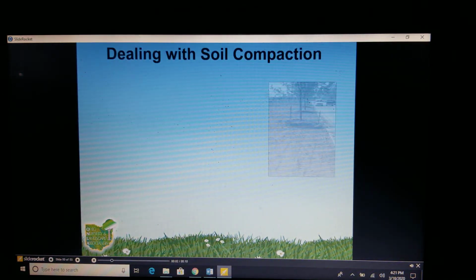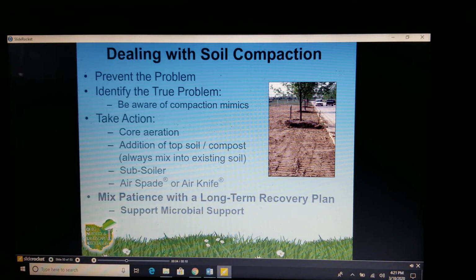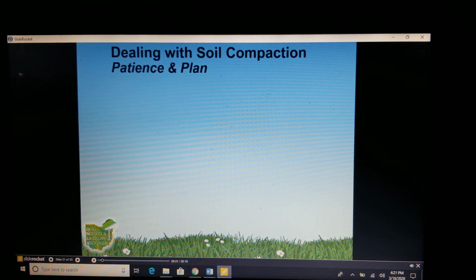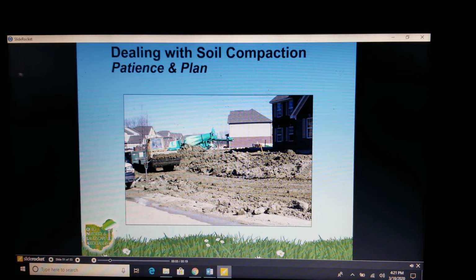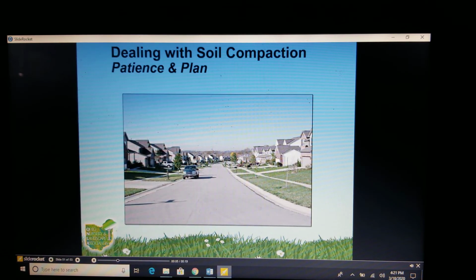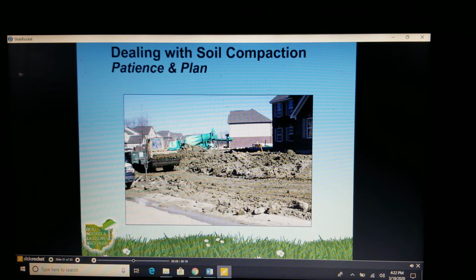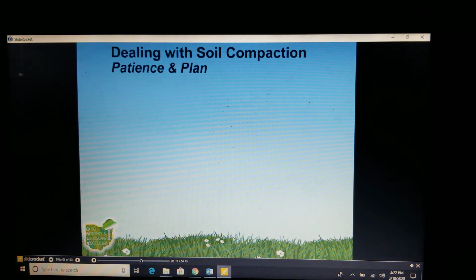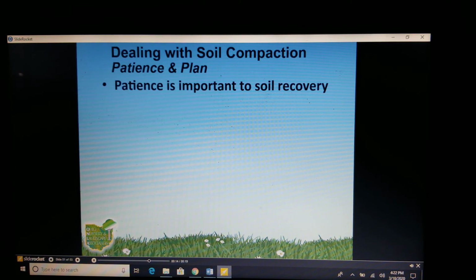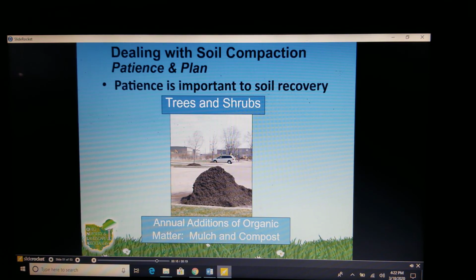Correcting a soil compaction problem requires a mixture of patience and a long-term recovery plan. Compacted urban soils will be improved over time with the annual addition of organic matter to support microbial activity. Remember, this will eventually lead to the formation of aggregated soil. However, it will not happen overnight, so patience is required. It will require several years for improvements in soil structure to occur.